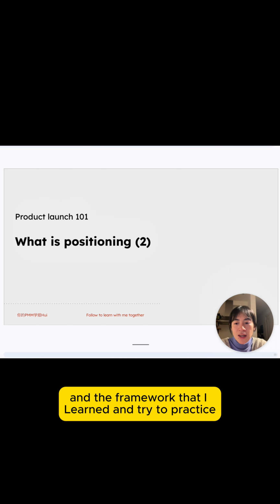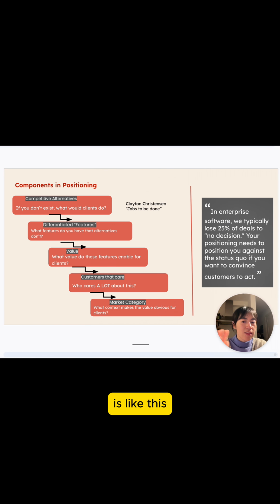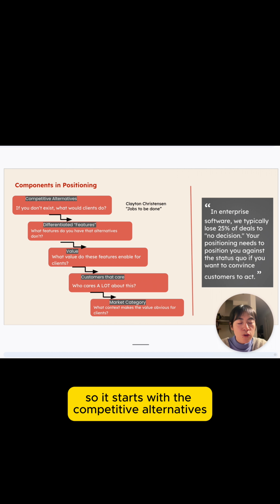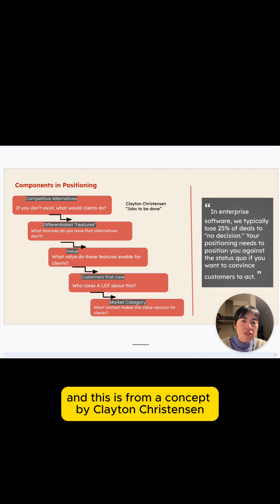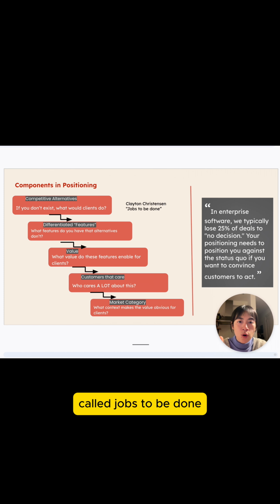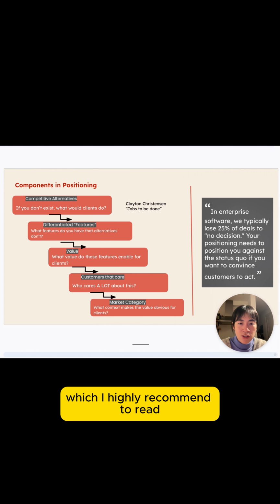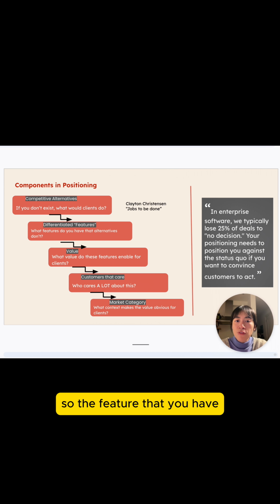And the framework that I learned and try to practice is like this. It starts with the competitive alternatives. So this is, if you don't exist, what do customers use? And this is from a concept by Clayton Christensen called Jobs to be Done, which I highly recommend to read. And from there, you write the differentiated features. So the feature that you have and your competitors don't.